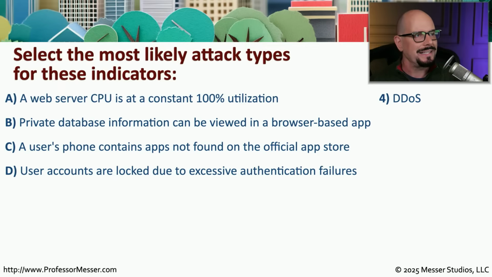Next one on our list is a private database information can be viewed in a browser-based app. Now, normally, if we're on this configuration and people are accessing a database app the way they are supposed to, that works fine. But how are they able to gain access to private information that they would normally not have access to? That's certainly a concern. But how would you be able to do that in a browser-based application?